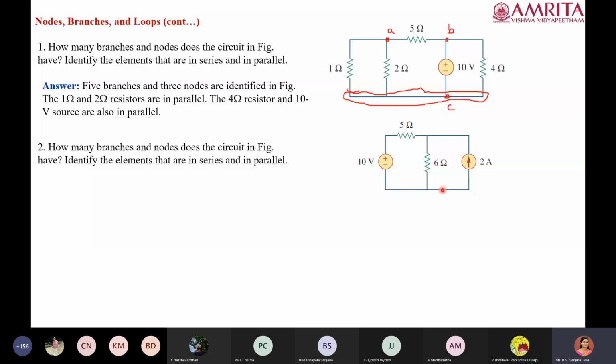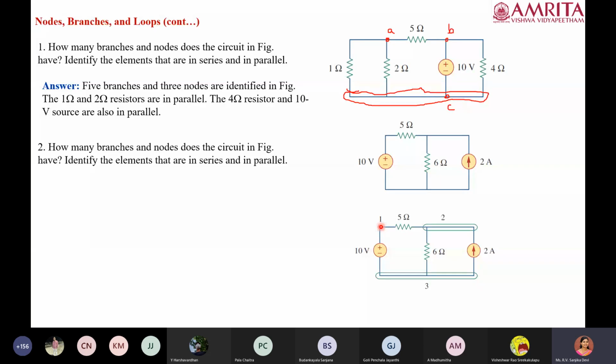Now, which elements are in series? 10 volt and 5 ohm. Yes, 10 volt and 5 ohm are in series because they have one common node which only those two branches exclusively share. Okay, and parallel elements? 6 ohm and 2 ampere. Yes, 6 ohm and 2 ampere are in parallel. Okay, good.